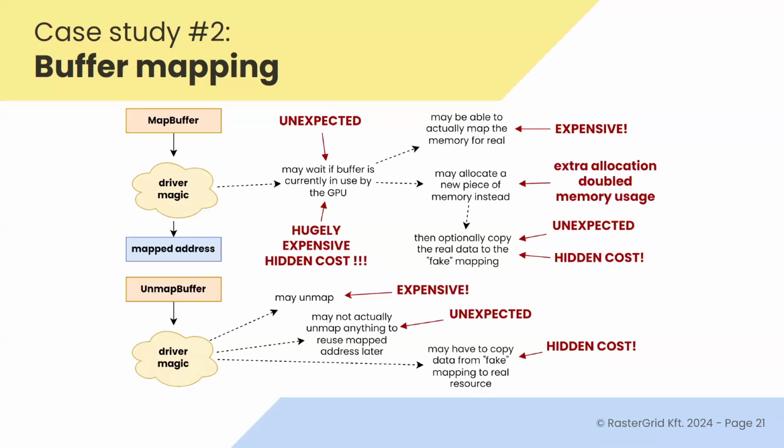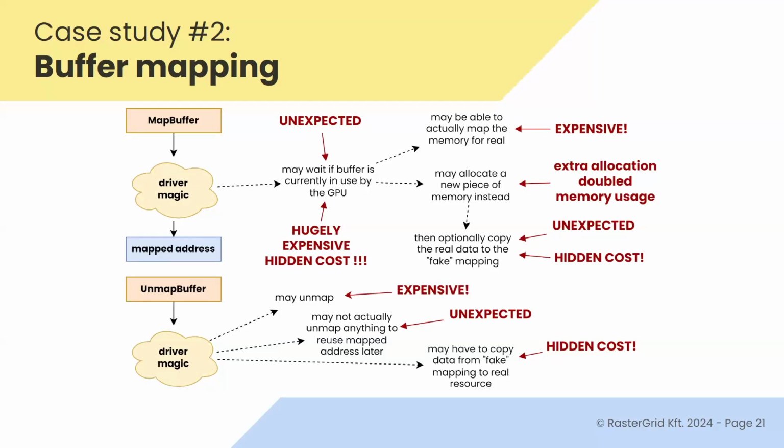So first of all, if your resource is currently used on the GPU, you might even get an unexpected synchronization happening there, where your API will completely idle the GPU and the CPU, which could be a hugely expensive hidden cost. And in the end, it may actually map the memory for real, but only if it's CPU visible and not in use. Alternatively, it might allocate you a new piece of memory, if the current one is in use or not accessible by the CPU.